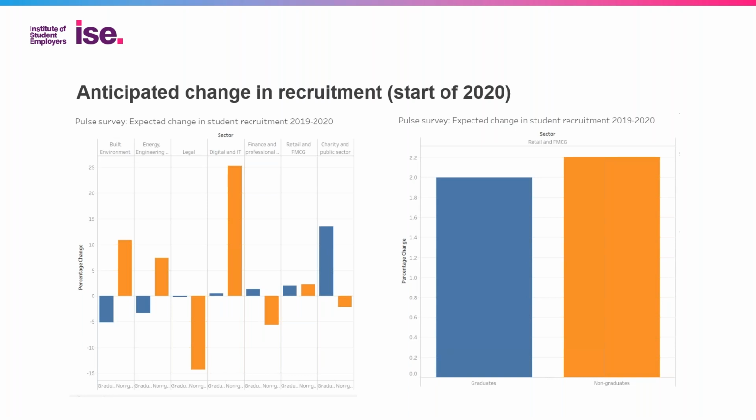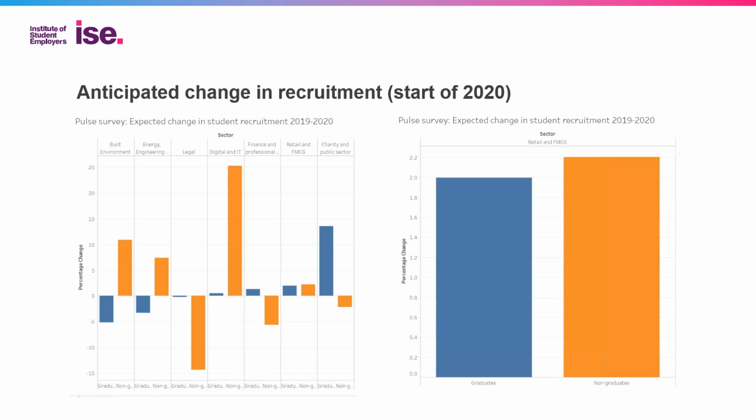And the pattern was pretty much the same for the FMCG sector. So this second chart here is just the FMCG sector. About firms in your sector predicted they were going to increase the number of graduates by about 2%. And really the number of non-graduates by about the same proportion.